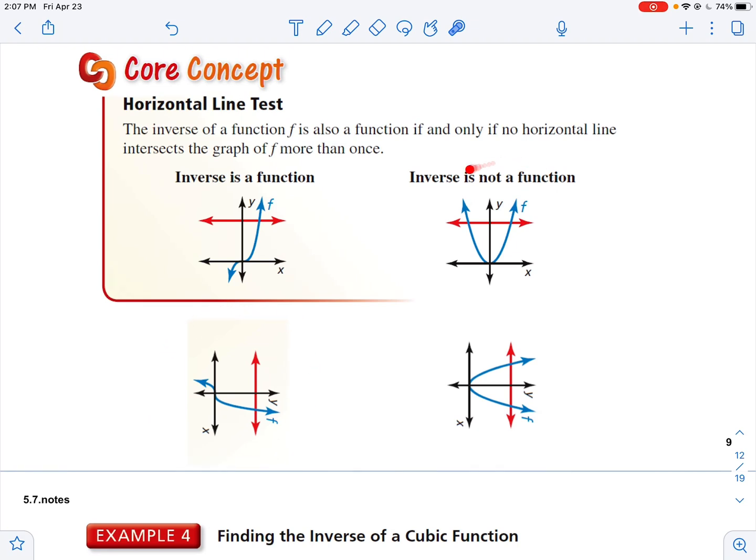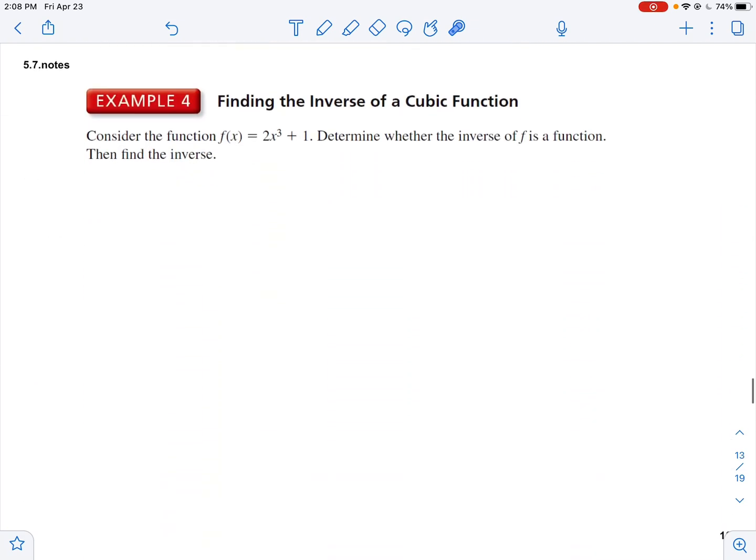You can really see it here, okay? Because if I put that horizontal line on there, that inverse, when I mirror it diagonally, will not pass the vertical line test, which means it will pass the horizontal line test. It's not a function. So we can use that to our advantage whenever we're talking about these.